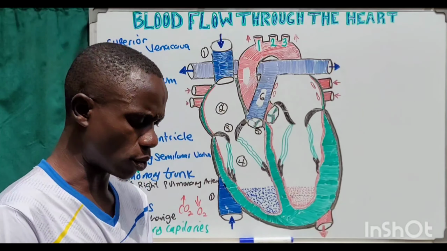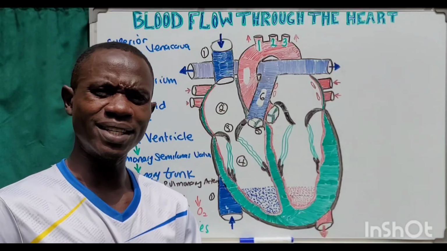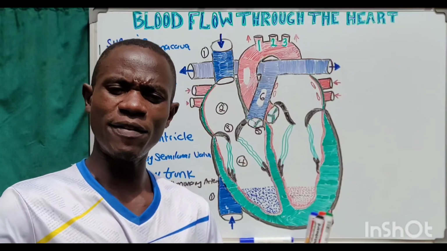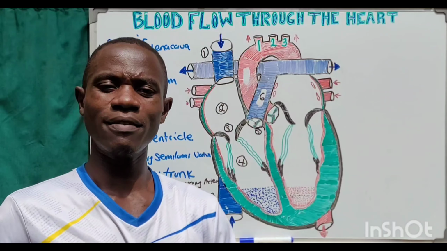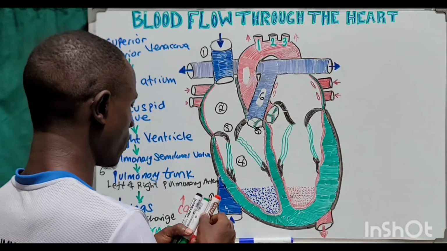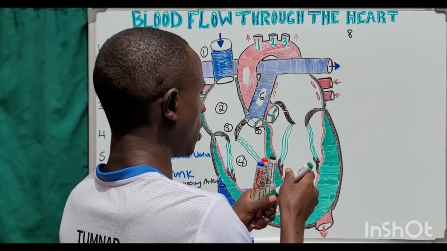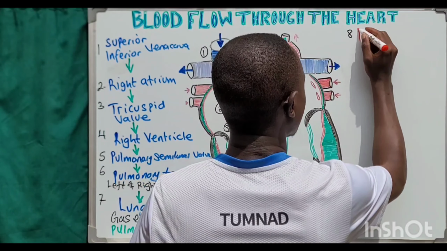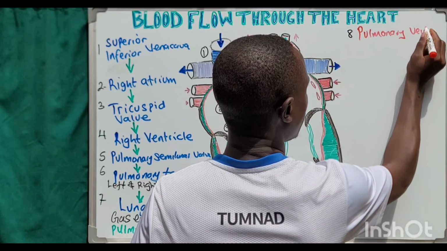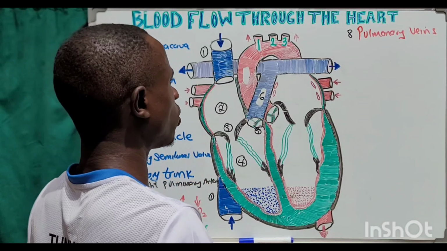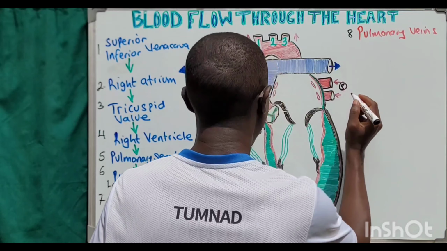Now where else does it go? It is very simple. From the pulmonary capillaries, we enter another kind of tiny blood vessels which we call the pulmonary venules. Then multiple pulmonary venules come together and form what we call the pulmonary veins. So our eighth step is going to be the pulmonary veins.